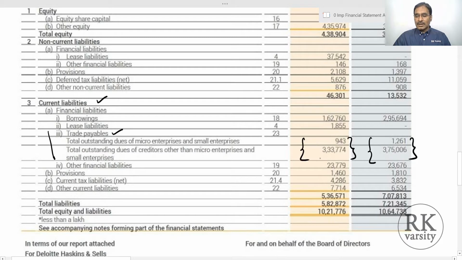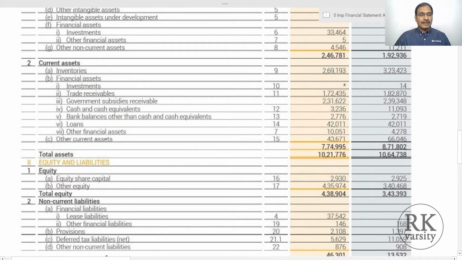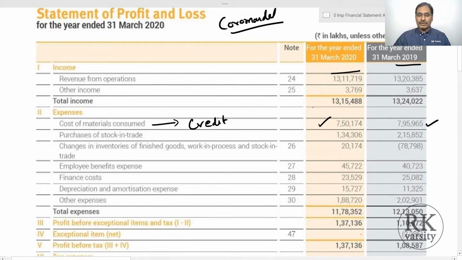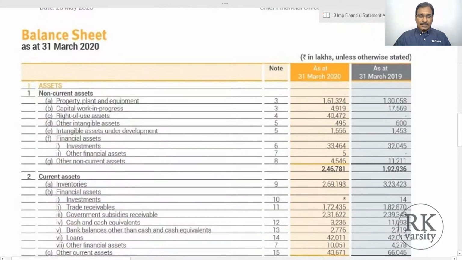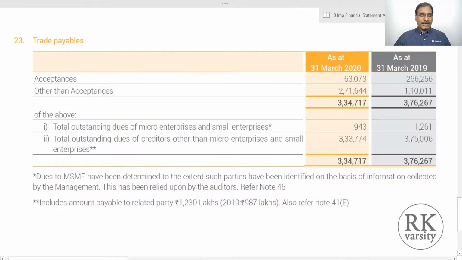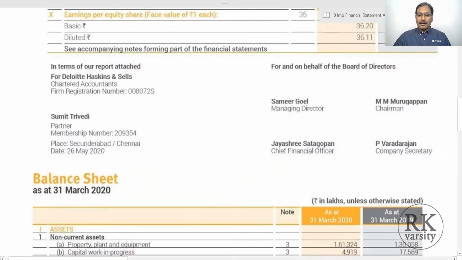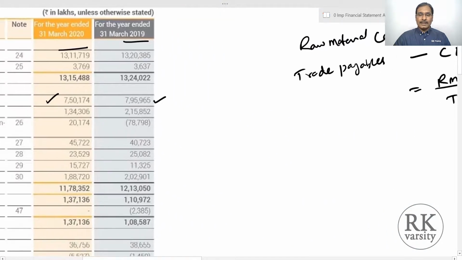These are your trade payables, and you can see the details of trade payables in note 23, and there is no mention of raw materials consumed because the note is not given. So directly we make the assumption that all the raw material purchased is on credit. Just observe the trade payables here: acceptances, trade payables, other acceptances. Then here is the total amount of trade payables. All right. Now we'll calculate this for the two financial years.